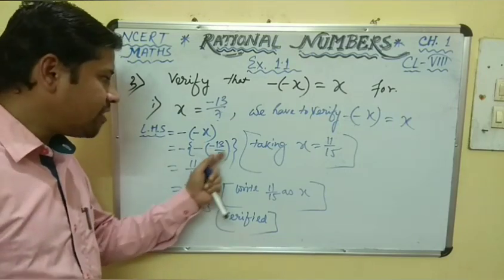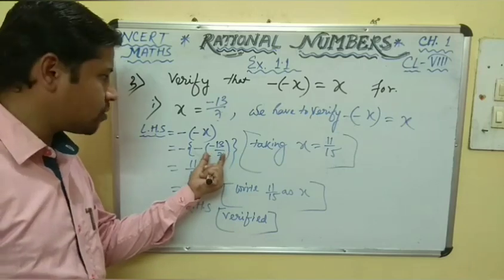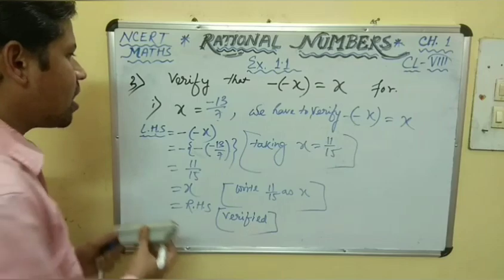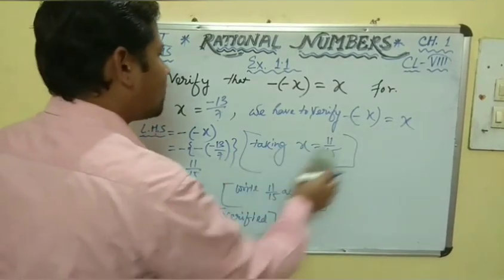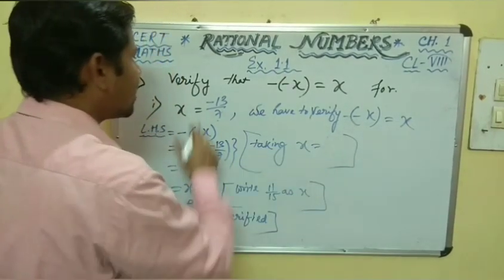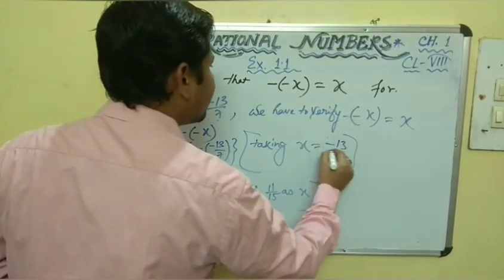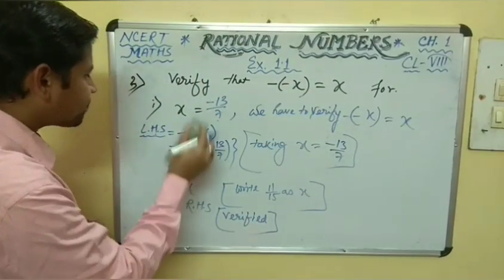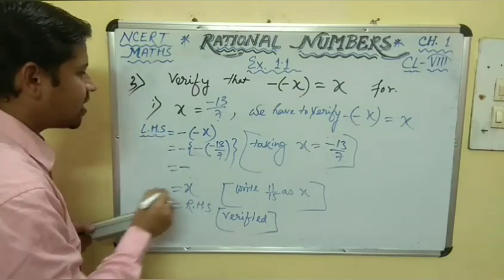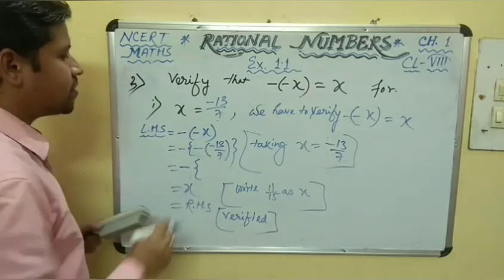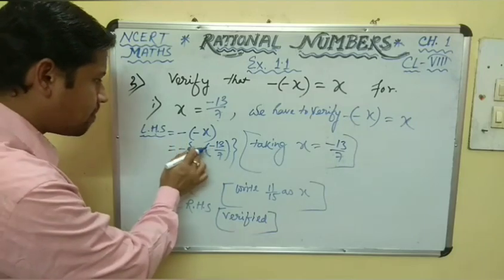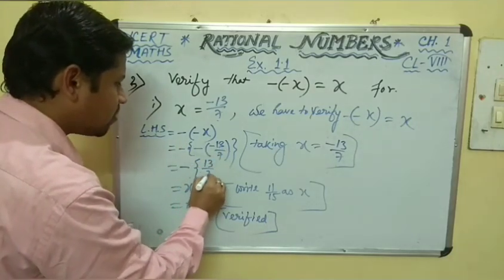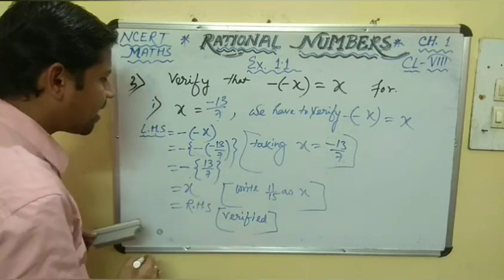So that's why we have used the bracket. In the first bracket, minus 13 by 7 will be there, and the second bracket I have closed, taking x as minus 13 by 7 here. Similarly, you see there the minus is outside here. I am working in the bracket. Minus and minus become plus, so 13 by 7 will be there. I am closing the bracket.